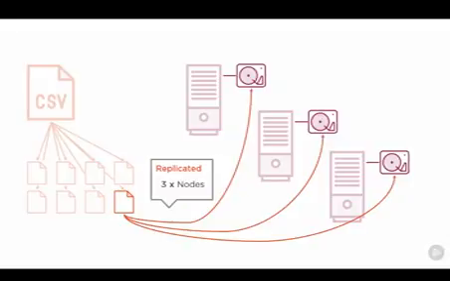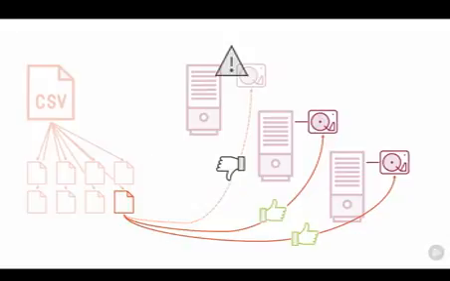There are 2 reasons why HDFS does this. The first is availability. By having many replicas of data, the cluster can survive outages. If one data node has a disk failure or loses connectivity, there are 2 other nodes with the same data that can be used instead.